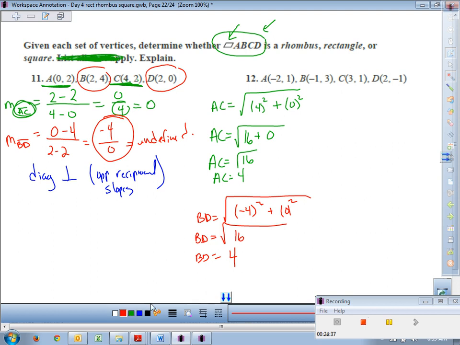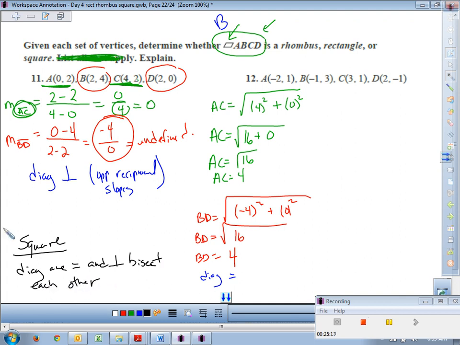Boom! We also just figured out that the diagonals are equal. Right? So, since it was a parallelogram in the first place, the diagonals bisected each other. We also figured out that the diagonals were perpendicular. We also figured out that the diagonals were equal, so that makes this shape right here a square, to answer the question. Explain, here's our explanation. The diagonals are equal and perpendicularly bisect each other.